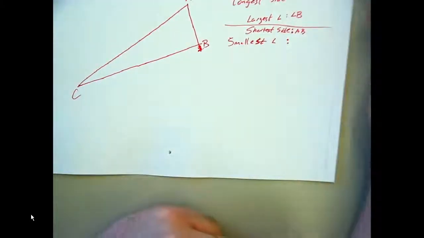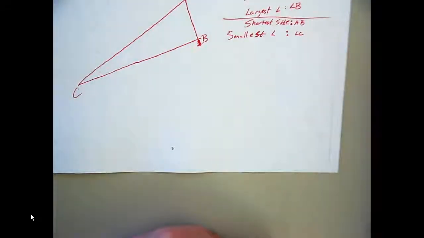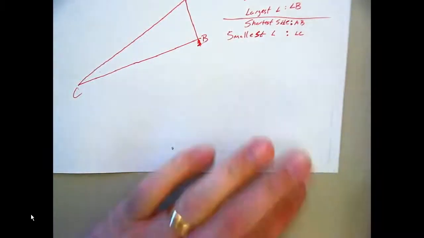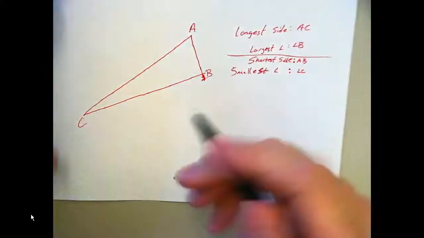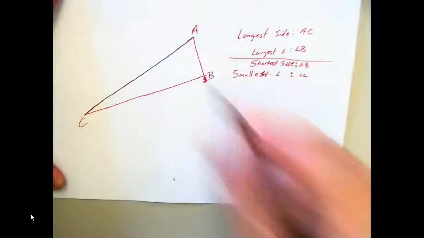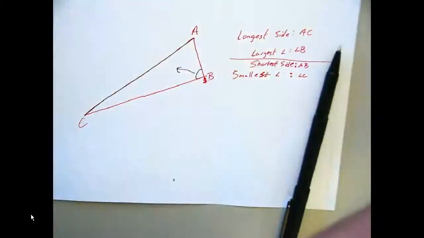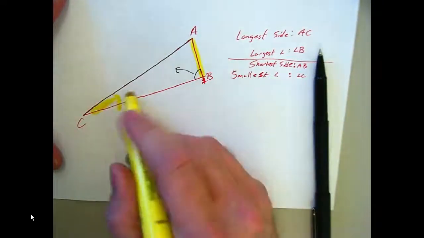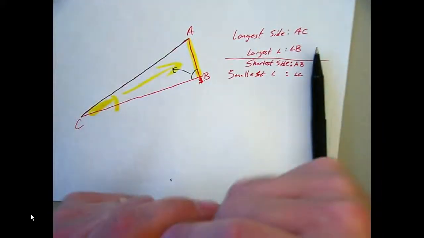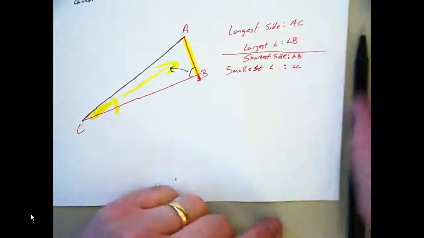All right, what's the smallest angle? Angle C. Everyone agree? Okay, what do you know about the longest side and the largest angle, and the smallest side and the smallest angle? Danica? Yeah, they're across from each other. They're opposite of each other. So if this is my longest side, this is my largest angle. If this is my shortest side, this is my smallest angle. They're opposite each other in a triangle. Always. Just wanted you to know it's always true.